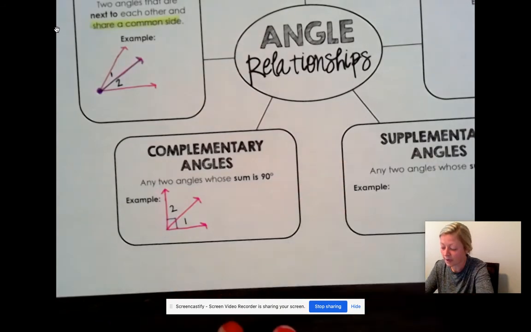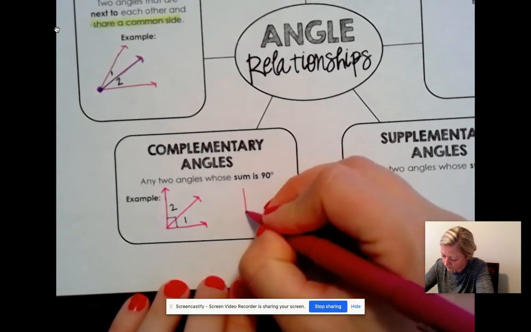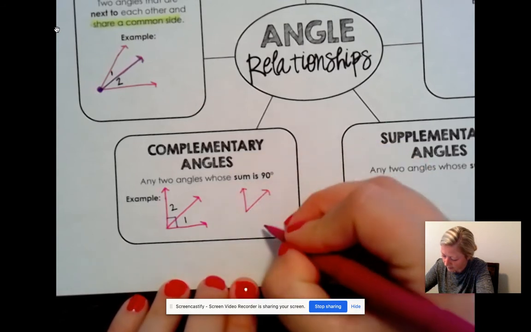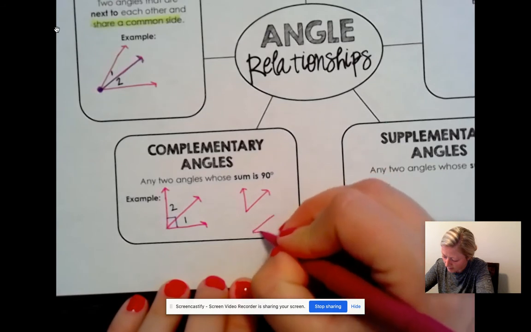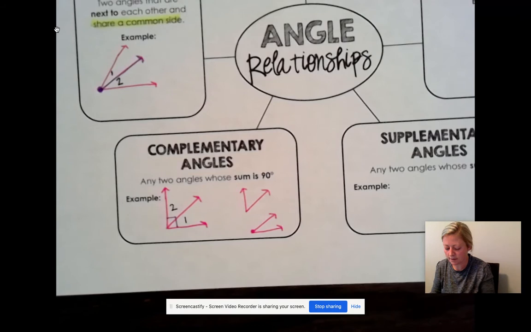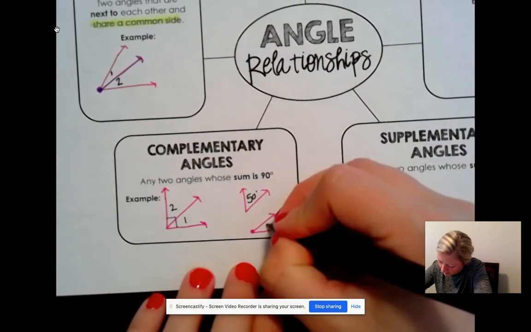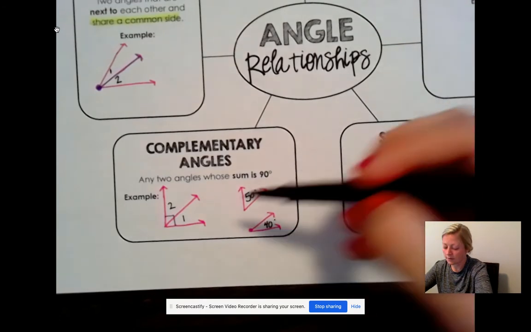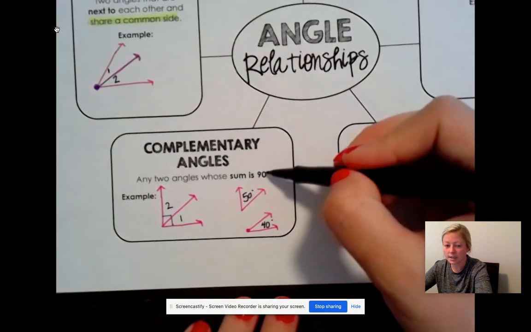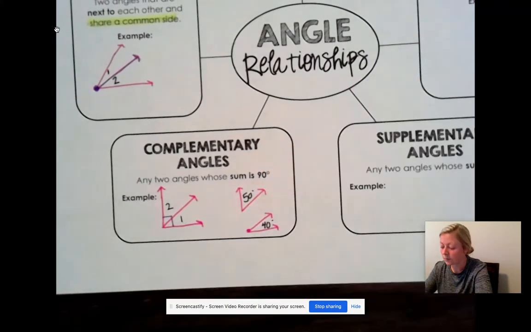But let's pretend they were non-adjacent. So if they were just two random separate angles, let's say we have this angle right here, and this angle right here. Just two separate guys off in space. Let's pretend this one is 50 degrees and this one is 40 degrees. We can agree that 50 plus 40 is 90. So then these two angles right here would be also complementary.